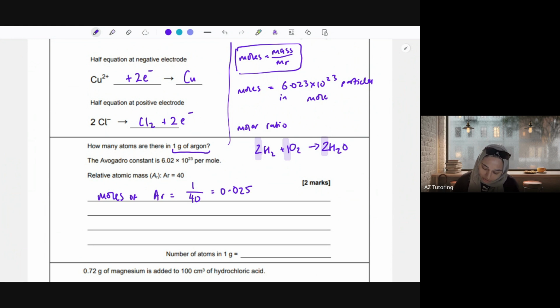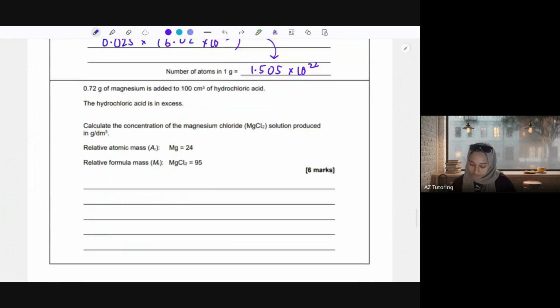So to work out the number of atoms in 1 gram, I'm going to do the moles, which is 0.025, and times that by Avogadro's number, 6.02 times 10 to the 23, because that's how many particles, so atoms, will be in there. What that gives me is 1.505 times 10 to the 22 atoms in 1 gram. They would have accepted the mark if you rounded it to 2 decimal places as well. So if you said 1.51, they still would have given you the mark.